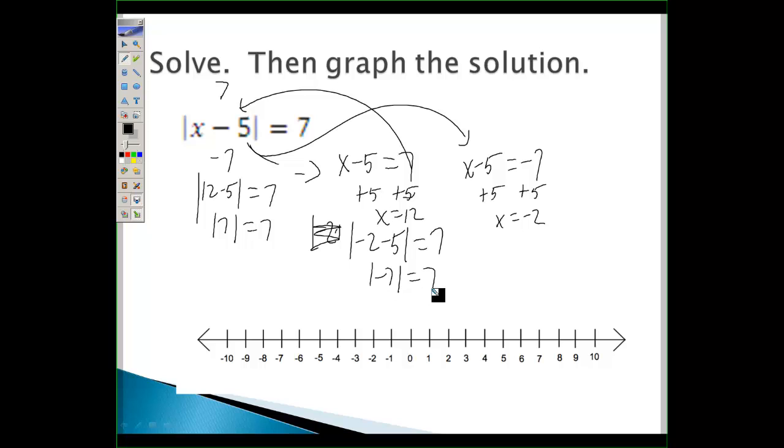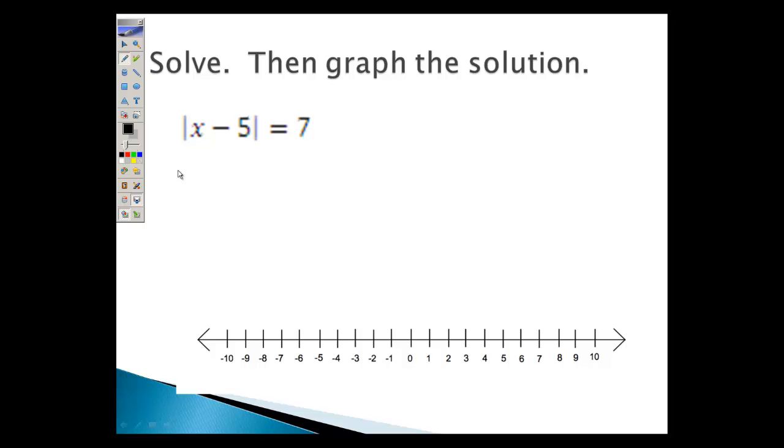Finally, I need to graph my two solutions. We said that x equals 12 makes the statement true, and x equals -2 makes the statement true. So I'm going to go ahead and plot those on my graph here. There's x equals 12, and x equals -2 right down there. I have my solution set. Let's move on to another problem.